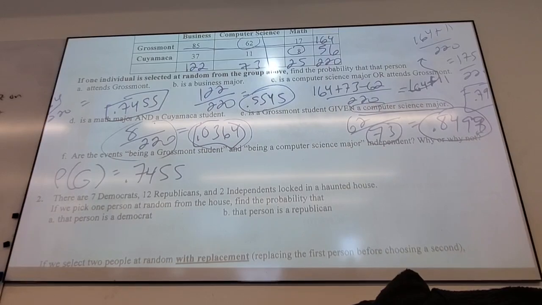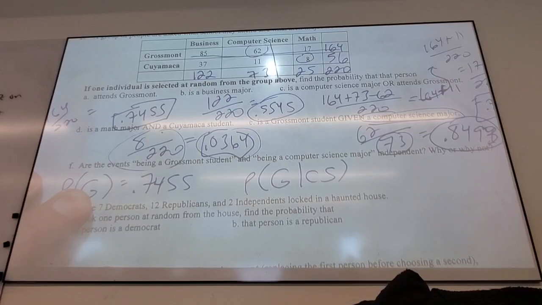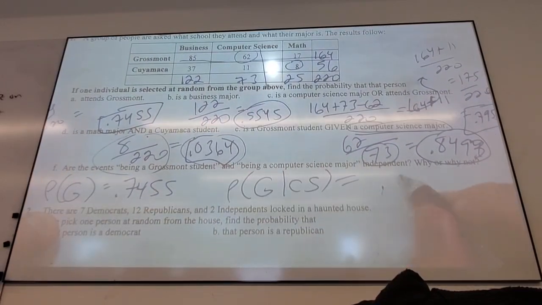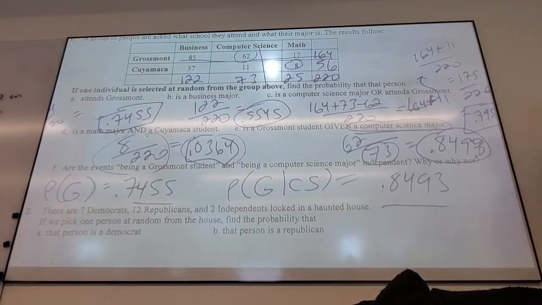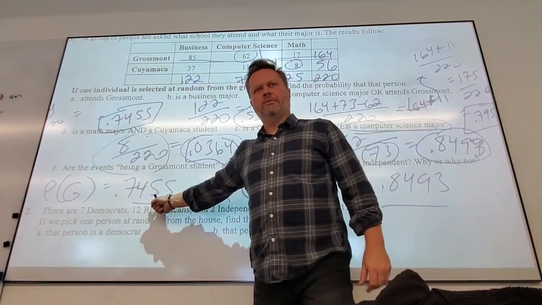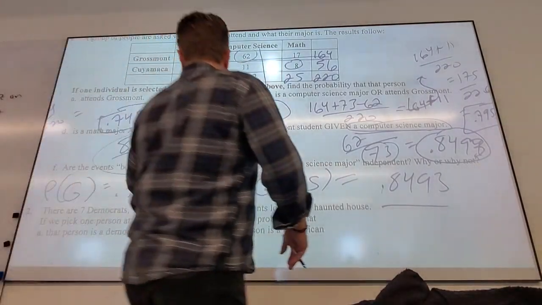So I've established what the probability of Grossmont student is, period. Do we know the probability of Grossmont student given their computer science major? Yeah. What is that? 84.93%. If I know they're a computer science major, does that affect the probability that they're a Grossmont student? Did the probability change? What was the probability they were a Grossmont student? 74.55%. Did I restart this, dude? Look at me go. Okay.